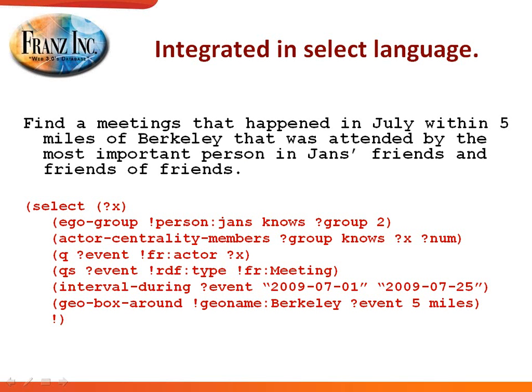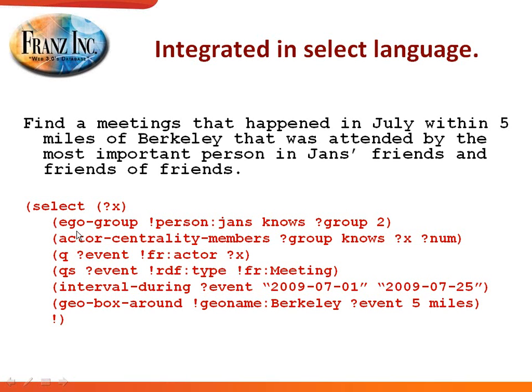So then, one of the things why we get a lot of attention from people in the government, but also from marketeers, is we can do queries where we combine temporal reasoning, spatial reasoning, and social network analysis. So we can take a query like, find a meeting that happened in July within 5 miles of Berkeley. It was attended by the most important person, Jans's friend, and friends of friends.